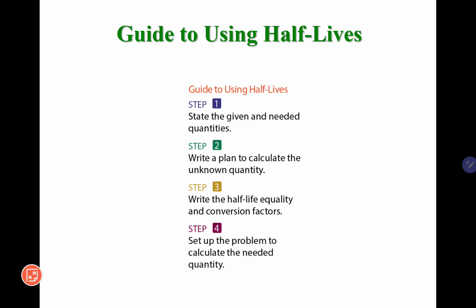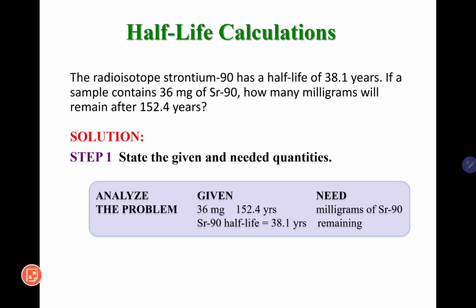All right, so now we are going to try to do some calculations using the half-lives. There is a stepwise breakdown on how to do these half-life calculations, but let me explain how to do this by using an example. Here we have strontium 90, and its half-life is 38.1 years. The things that you need for these calculations are the half-life, let's call it T-half, which for strontium 90 is 38.1 years, and the starting amount. Here the initial amount is 36 milligrams of strontium 90.